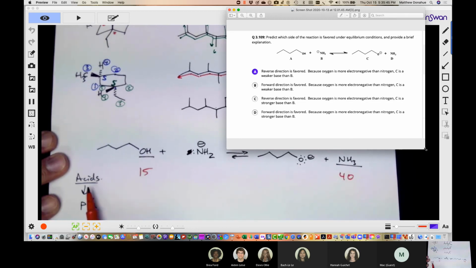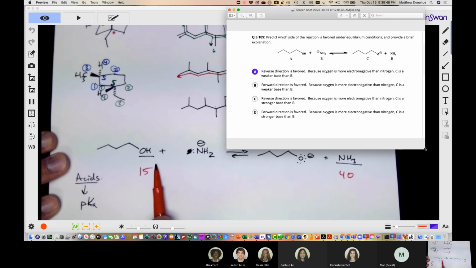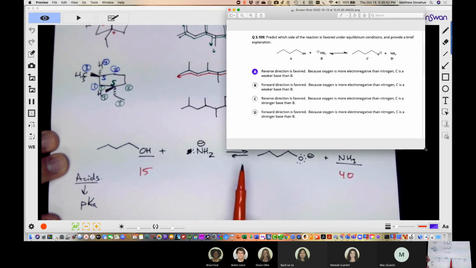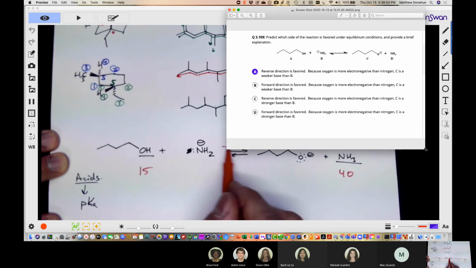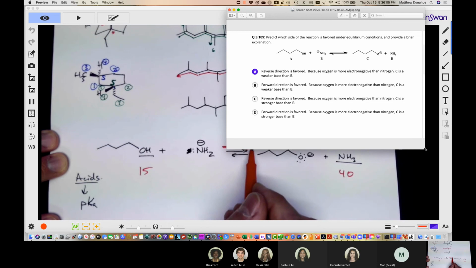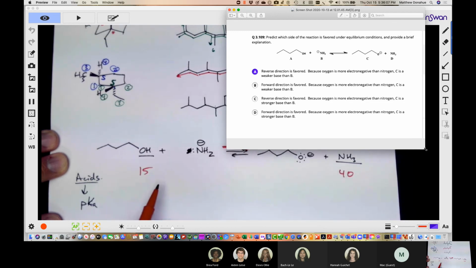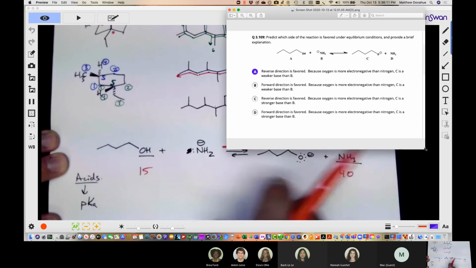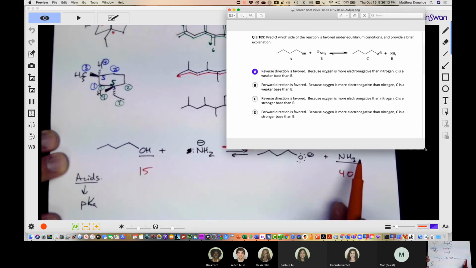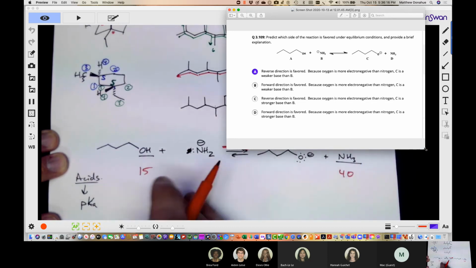When you compare that, again, we're only focusing on the acids right now because it's going to help us answer the question about how this arrow is drawn. So 40 is the weaker one. That means, because this is weaker, the equilibrium favors this side. So the reaction is favored in the forward direction, this way. That gives you choices B and D.